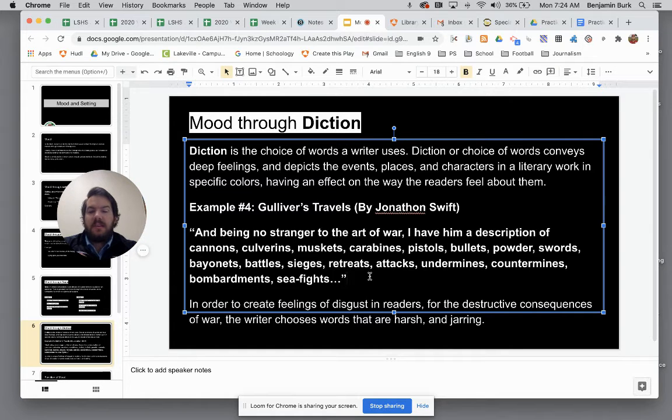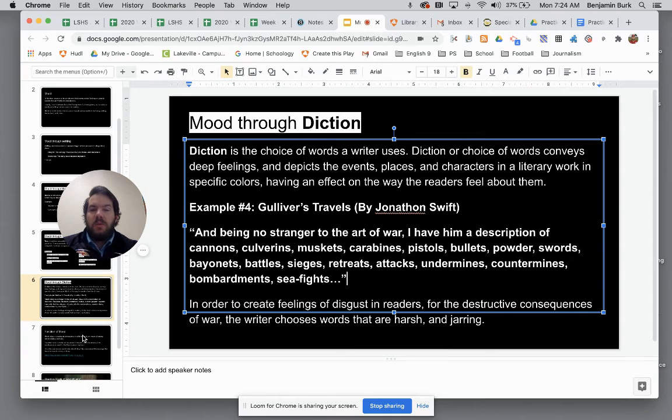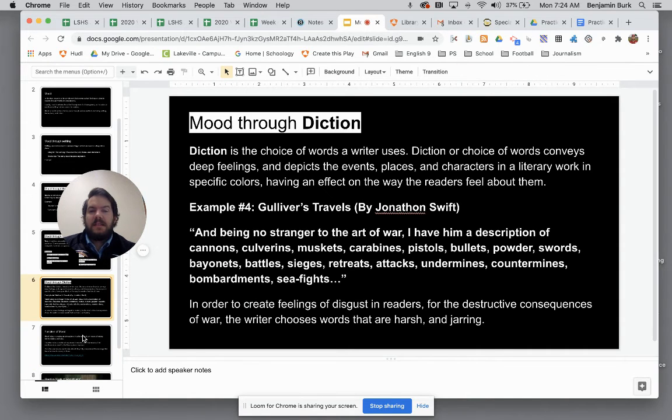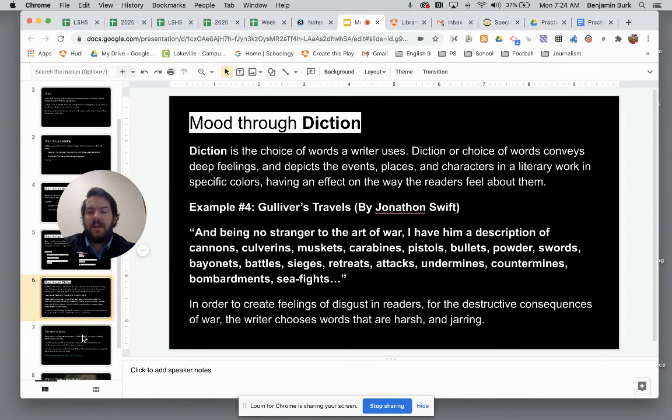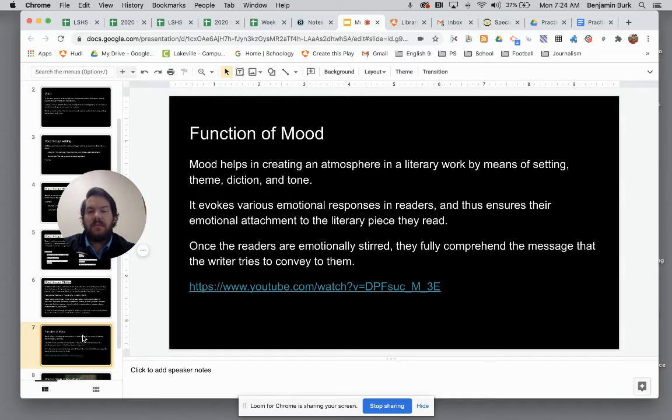And what he's doing in this story, with his diction, his word choice, is choosing all of those things to show this kind of harsh diction, that he knows a lot about war, but it's destructive. All these things are bad, right? And so the author, Jonathan Swift, is changing his word choice to help you get the mood that war isn't good. So that's diction and how it impacts mood. Okay, so those are 4 things: mood through diction, tone, theme, and setting. Those are the 4 different ways that we create mood as writers, or how authors create mood as readers.